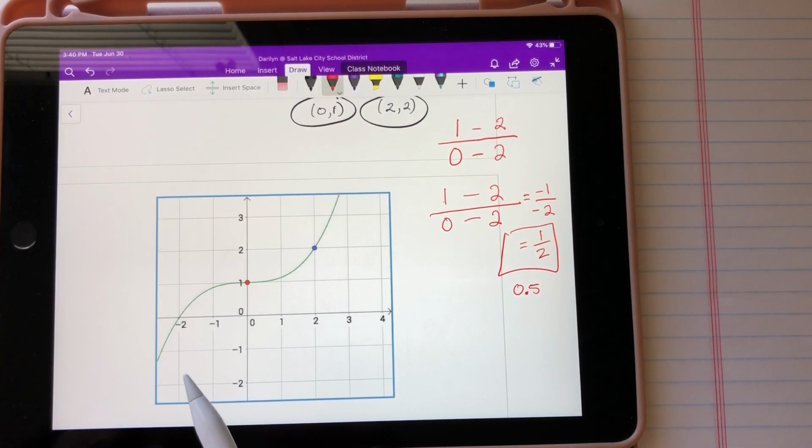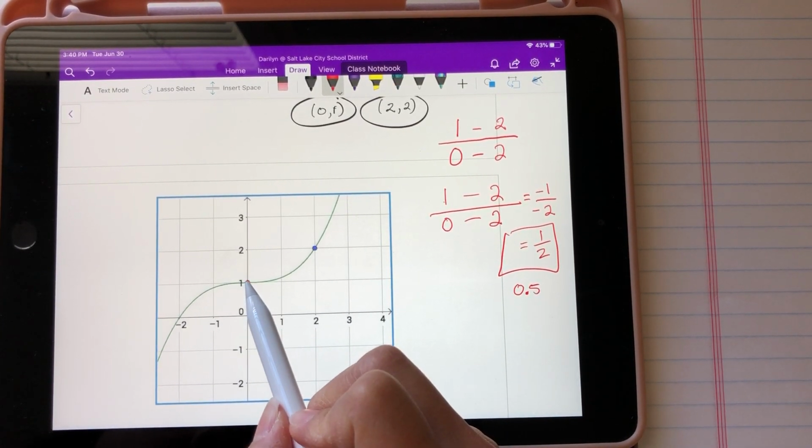Another way you can do it is you can remember what you did in Math 1, rise over run. So I'm always going to rise first.